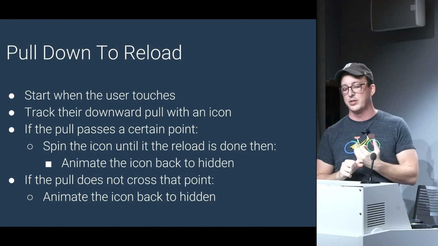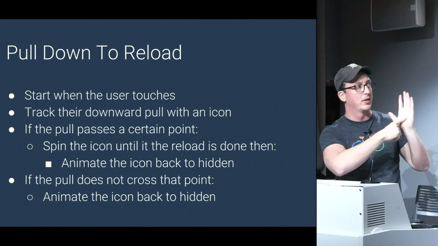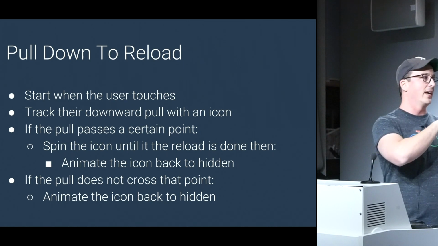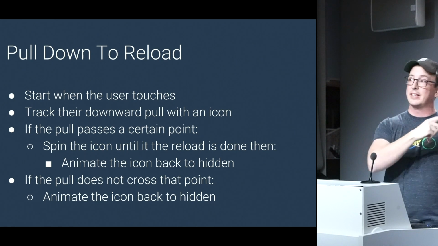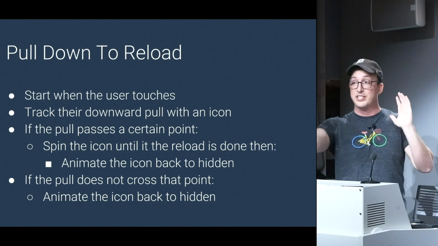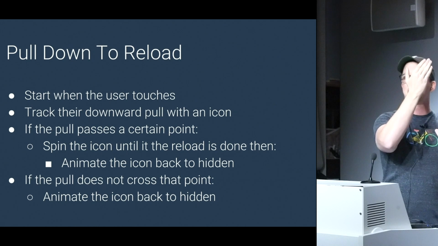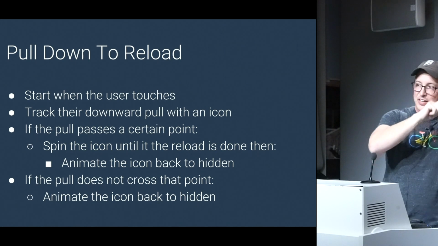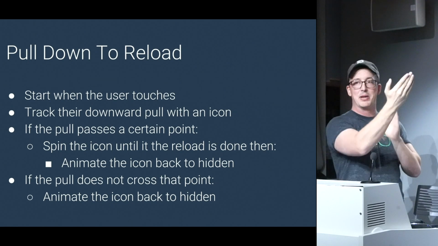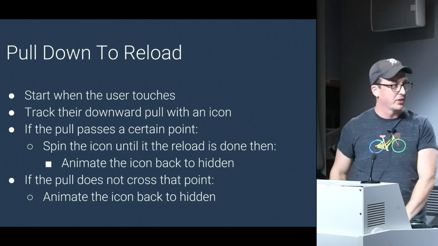You have to deal with user touch events, right? So you start when the user touches. You track their downward pull with some sort of icon, so you have to move the icon when they're pulling down. And you want the icon to start spinning if they get past a certain point and trigger a reload. And then when the reload's done, which has nothing to do with what their finger's doing, you want to animate that thing back up to where it was, but not have what their finger's doing interfere with that, right? If they don't pull it down far enough and they let go, it's got to animate back up to where it was. So there's a lot of stuff to coordinate with this.